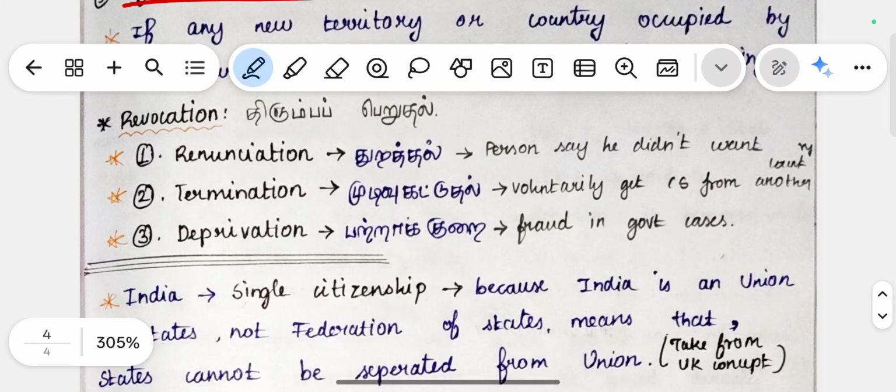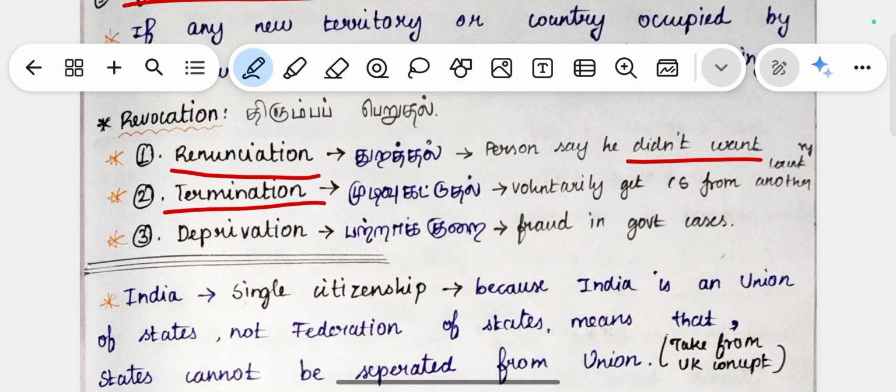So these are the important ways a person gets Indian citizenship according to the Citizenship Act of 1955. There are three ways to lose Indian citizenship. The first is renunciation, which means a person says he doesn't want Indian citizenship anymore. The next is termination, which means if a person voluntarily gets another country's citizenship, it automatically cancels the Indian citizenship. The third is deprivation. For example, if a person is involved in fraud cases with the government, his or her citizenship is cancelled. So these are the important points of revocation.